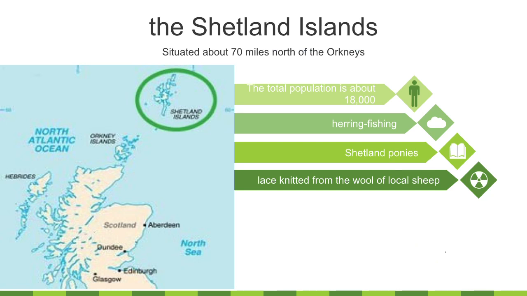Situated about 70 miles north of the Orkneys are the Shetland Islands, which provide thin, infertile soil suitable only for rough pasture. The total population is about 18,000. The Shetland farmers are essentially crofters, but during the summer months they are actively engaged in herring fishing. Apart from fish, the only exports from the islands are Shetland ponies and lace knitted from the wool of local sheep.